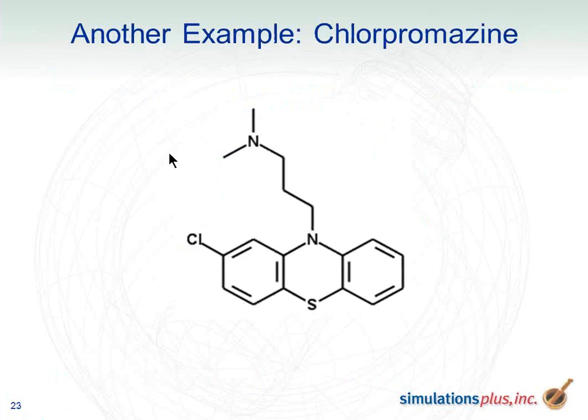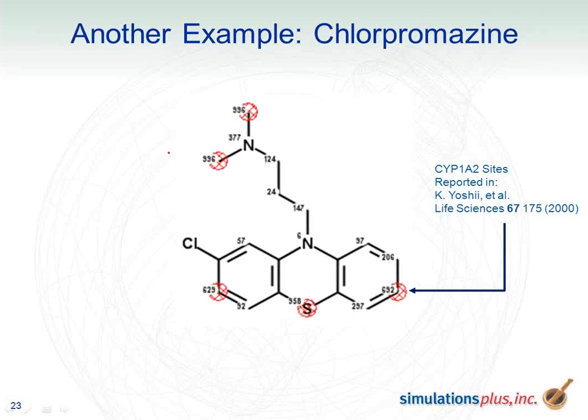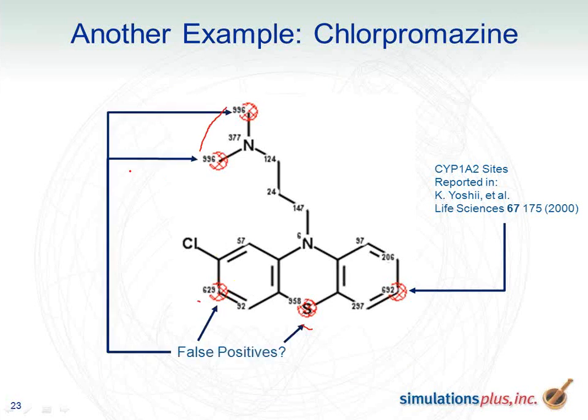Another example is chlorpromazine. In 2000, a paper came out discussing the sites of metabolism for 1A2 and showed that this is a site of metabolism on this phenyl ring. Our predictions show 5 sites of metabolism, so we correctly predict this site. We also predict the sulfur gets oxidized, hydroxylation of the carbon in the aromatic ring, and then these 2 atoms are degenerate, so they get the same score, but we're predicting these as sites too.